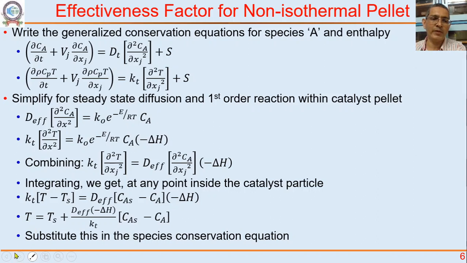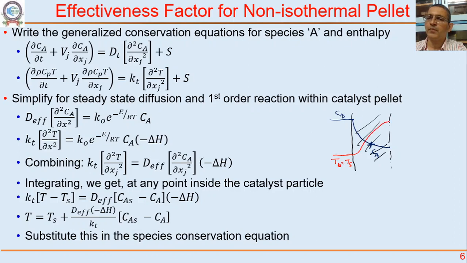Let me just draw to make sure that everybody understands what we are talking about. This is a catalyst pellet. How is CA going to look? Let me draw in blue color. CAS, diffusion and reaction inside. At any point, the concentration is CA. If I draw the temperature in red color, let's say external heat transfer limitation is not there. Temperature at the bulk is the same as temperature at the surface.